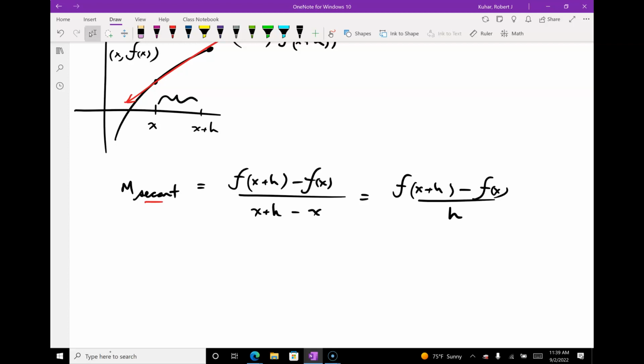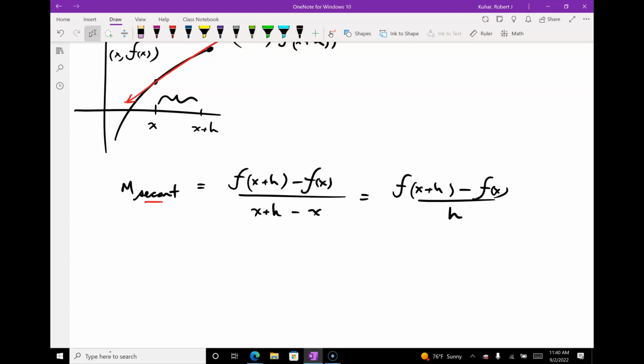When do I get the slope of my tangent line? How do I get the slope of my tangent line? Yeah, take the limit. And let what go to what? h goes to 0. I'm going to take the limit of the secant slope as h goes to 0. As this point moves to that point, I'll be able to predict my tangent slope.